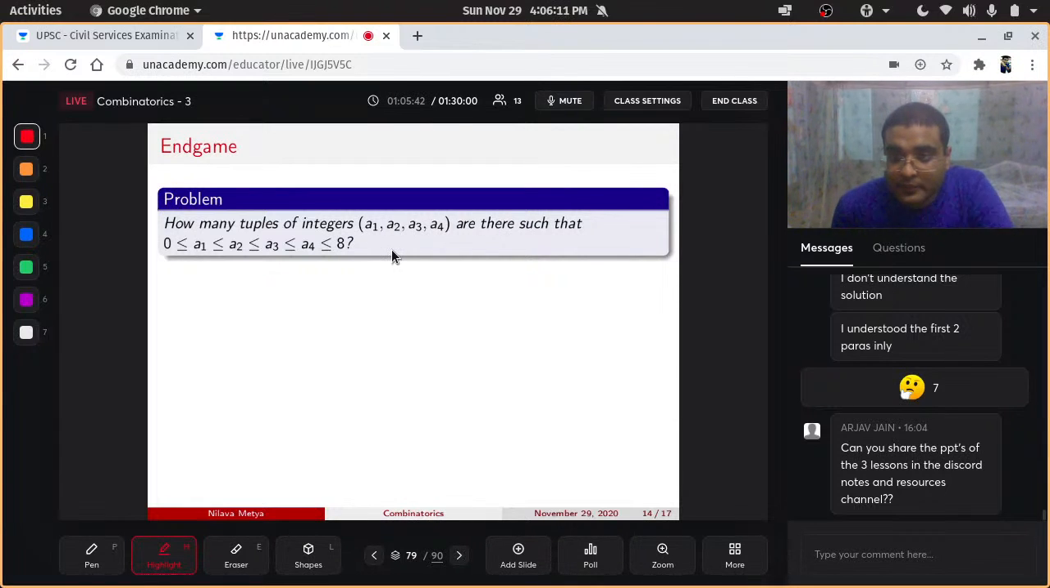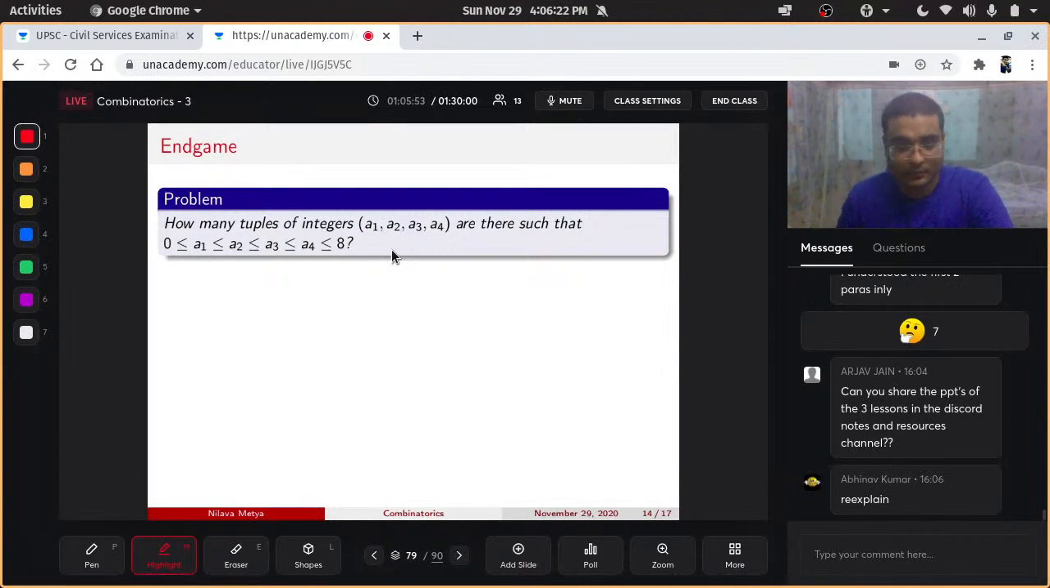Okay. So some of you might have tried the problem set that was posted yesterday night. It is exactly similar. Let me re-explain. I'm looking at the tuples of integers, ordered sets of integers a1, a2, a3, a4, and they satisfy the condition that they are non-decreasing and they lie between 0 and 8. So how many such ordered sets are there? Ordered, so we're ordering.